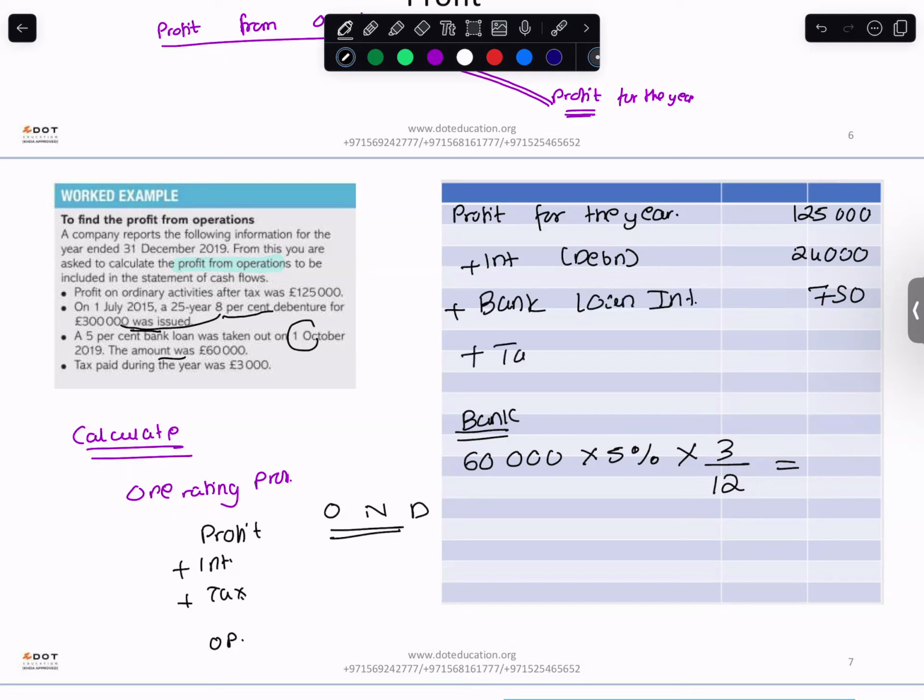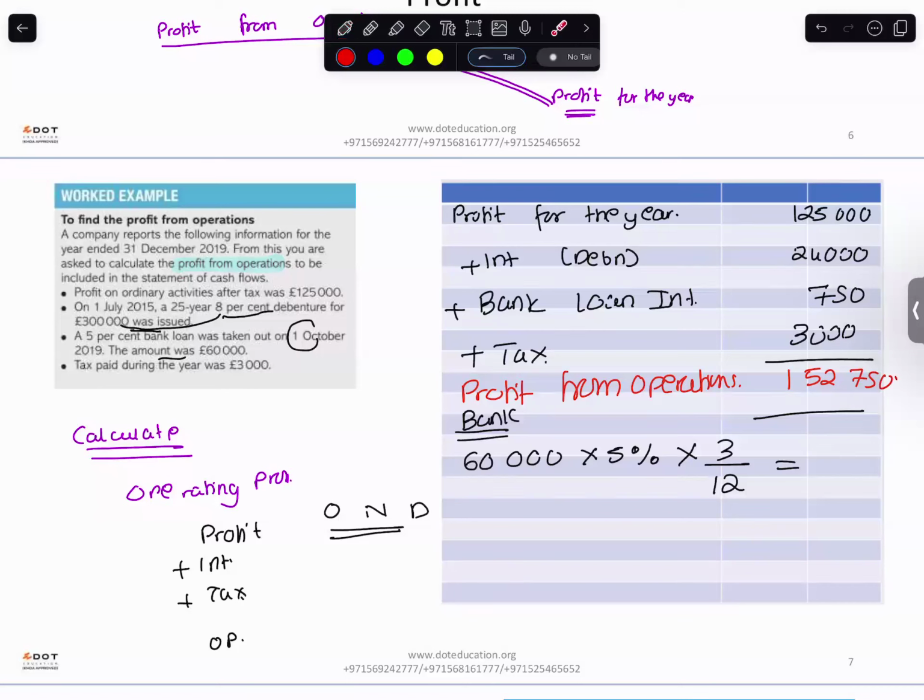Then you will add your tax. The tax paid during the year was 3,000 pounds. So 125,000 plus 24,000 plus 750 plus 3,000 gives 152,750. Your profit from operations is 152,750.